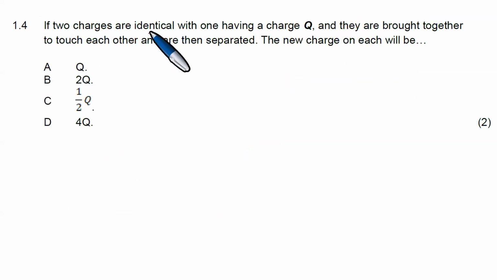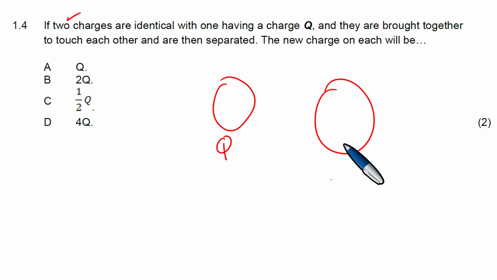If two charges are identical with one having a charge Q, so here are two charges. This one has the charge Q, and this one, we don't know. All right, and they are brought together to touch each other and are then separated. What does identical mean? Identical means they're the same. They're brought together and then separated. The new charge on each will be what? What do you think the answer is?